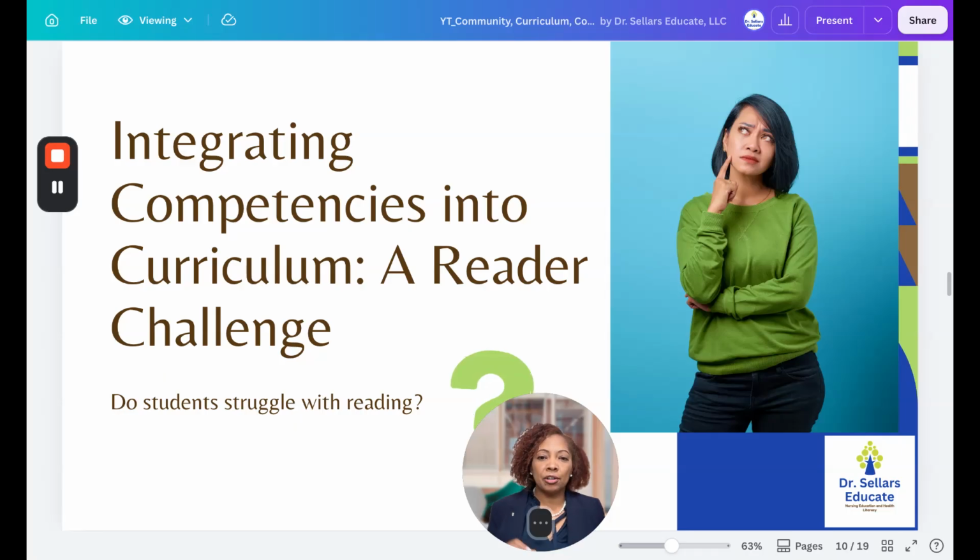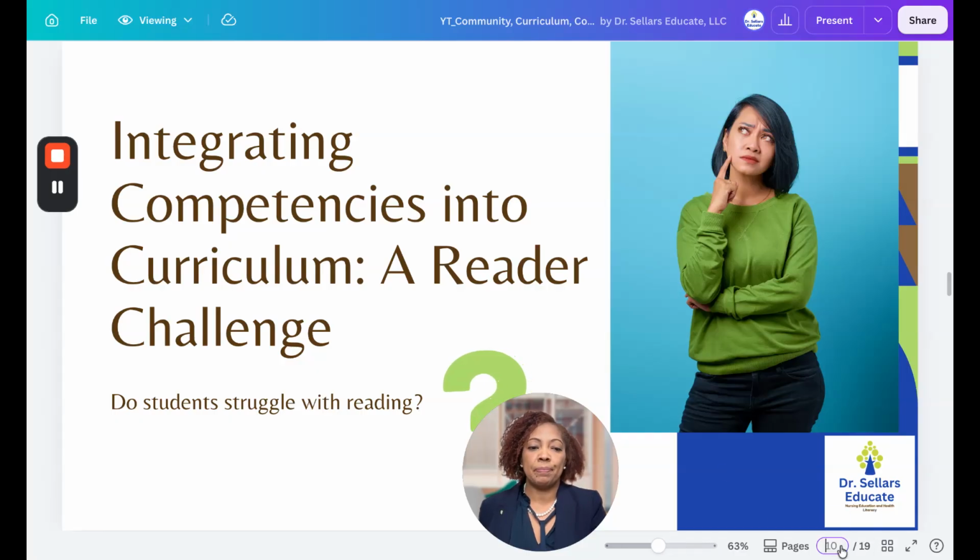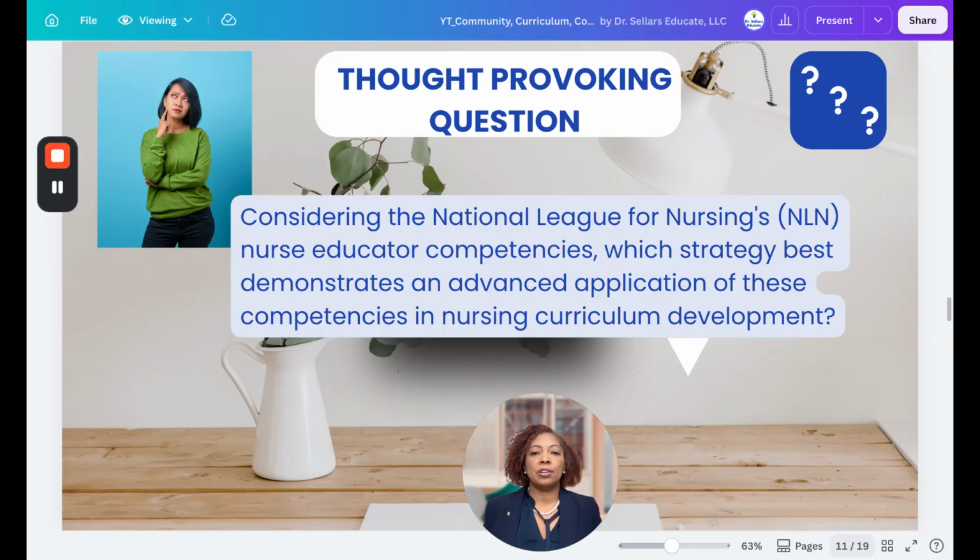Our ability to integrate competencies into the curriculum starts with our students understanding how to read our textbooks. Okay, so just think about what strategies we can use to help our students understand how to read a nursing textbook, because we know that they cannot read 1,000 pages, right? So we have to think about how can we help them study? How can we help them understand the process that they need to follow to read a nursing textbook, because it is different.